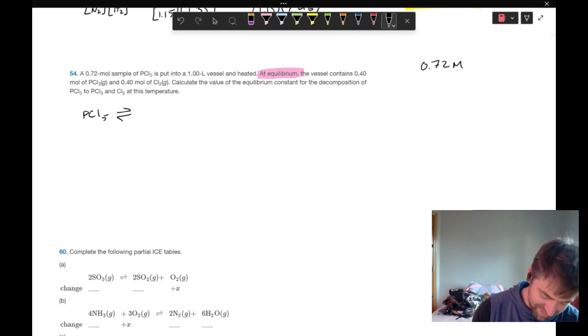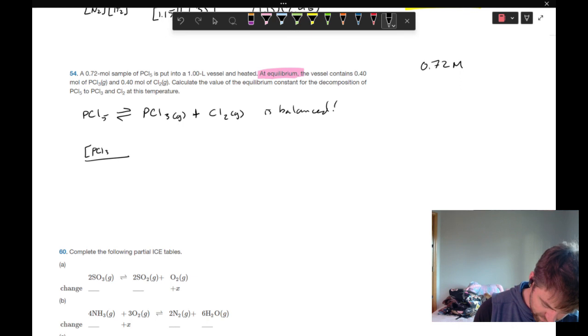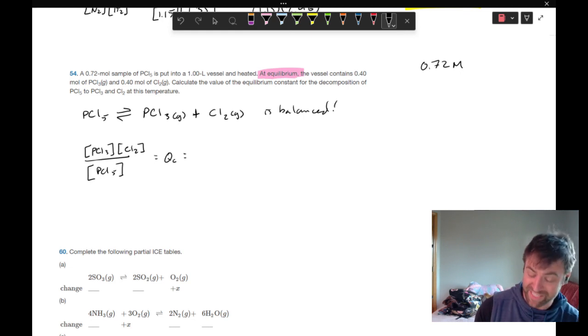PCl5 decomposes. This equation is balanced. We have no coefficients to worry about. Products over reactants gives us our reaction quotient. And we're told that this is at equilibrium, so this will, in fact, be our KEQ or K sub C.